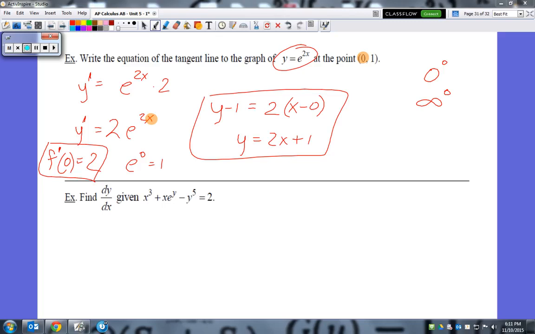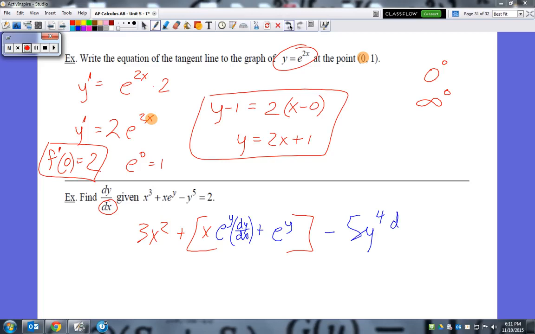Alright, now our last one. The respect is given to x. So we have normal 3x squared plus product rule, the first times the derivative of the second. So you go e to the y times the derivative of the power, dy dx. So e to the y dy dx plus the second times the derivative of the first, which is an understood 1. So let me move this over just a little bit. And then it's minus 5y to the 4th dy dx. Okay, because we're in respect to x is equal to 0.